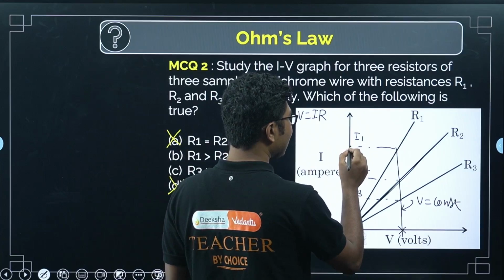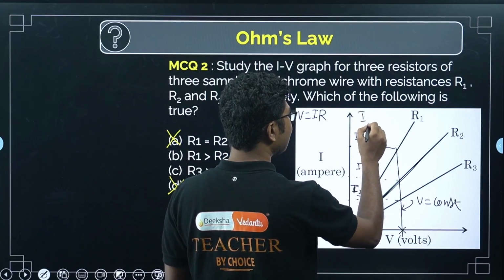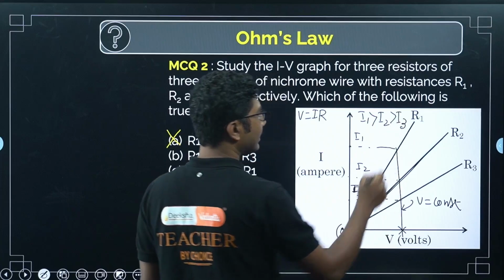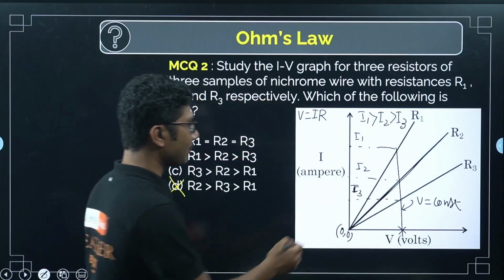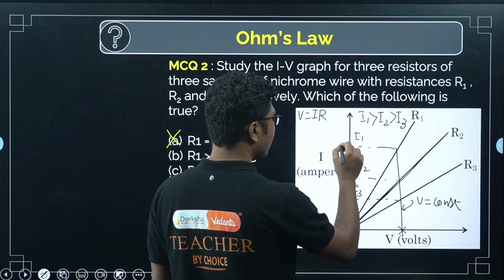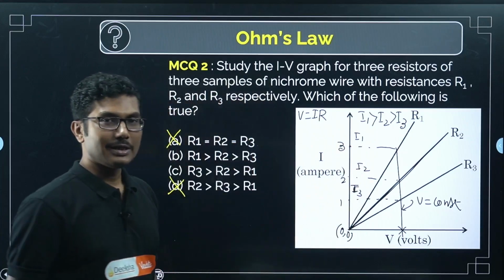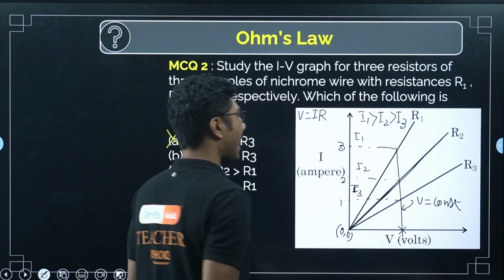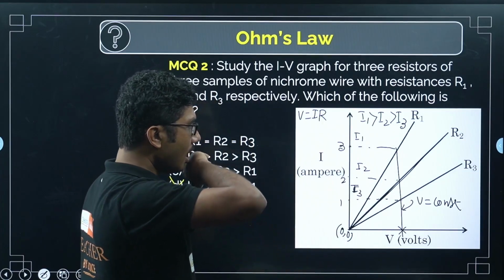Now here we can clearly see that I1 is greater than I2, which is greater than I3. This is clear to us because if suppose this is 1, this should be 2, this should be 3. So I1 is greater than I2 and I2 is greater than I3.